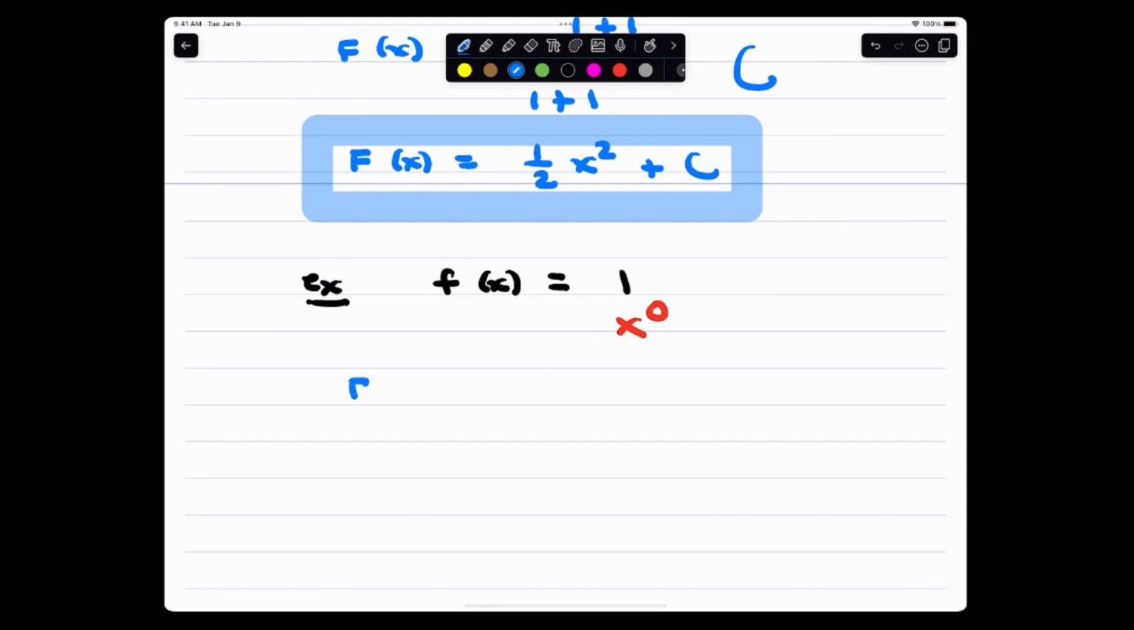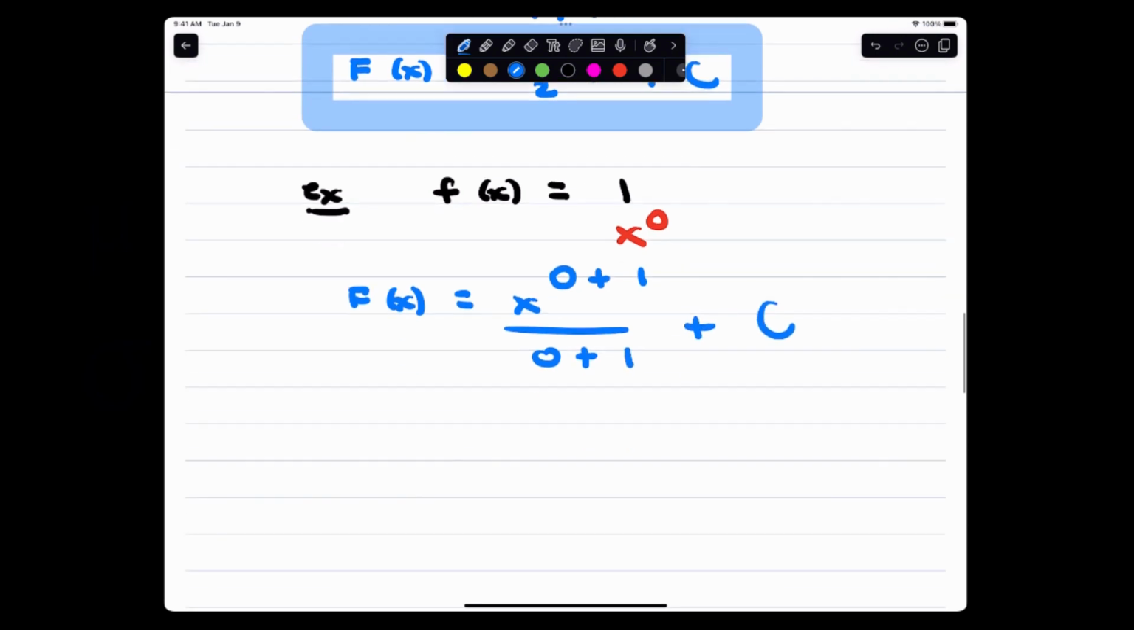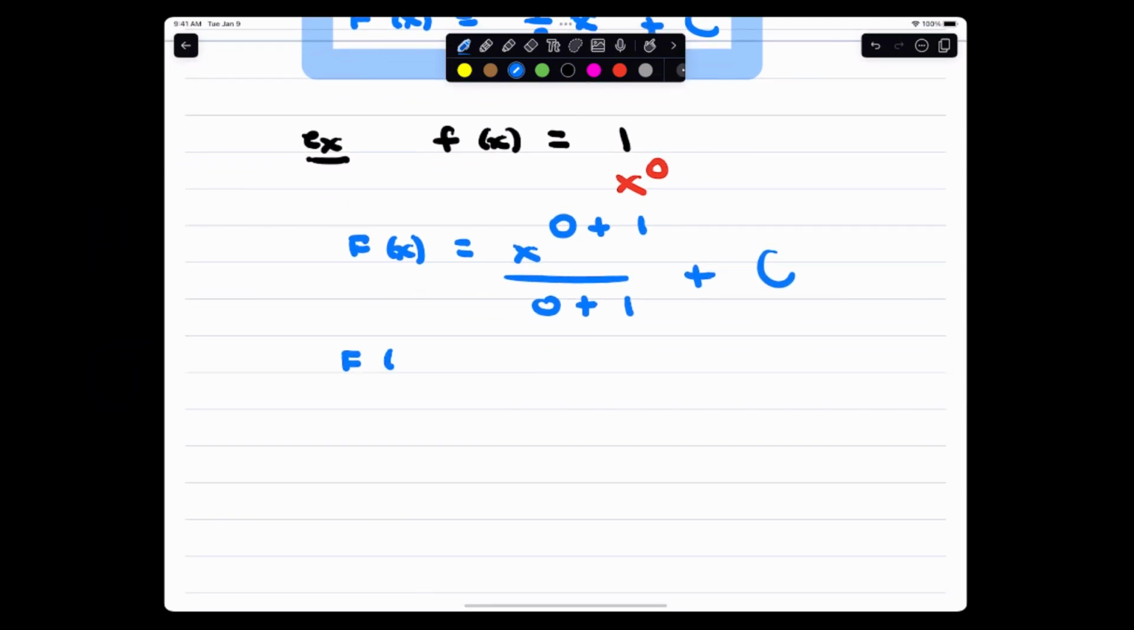So, what does that give you then? You take 0 plus what? 1. You divide by 0 plus 1. Add your constant. What's your antiderivative, ladies and gentlemen? And then just x plus c. What do you guys think? Easy peasy lemon squeezy? So you had to remember a little bit of beginning algebra.